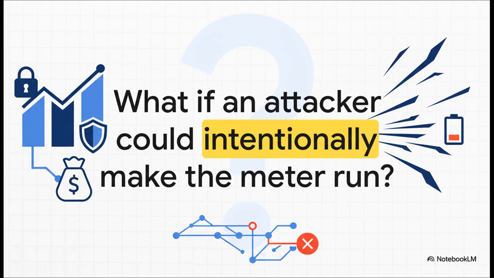Okay, so we've talked about accidents and unexpected success. But what if it's not an accident? What if someone could intentionally crank that meter up? This is exactly where a financial headache morphs into a full-blown security threat. Suddenly, it's not about a bug. It's about a malicious actor who is deliberately trying to empty your pockets. Your budget just became a vulnerability.